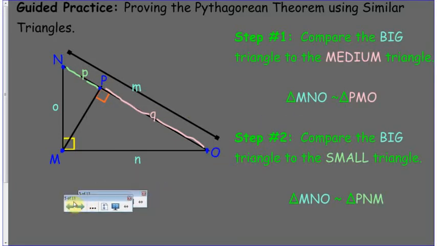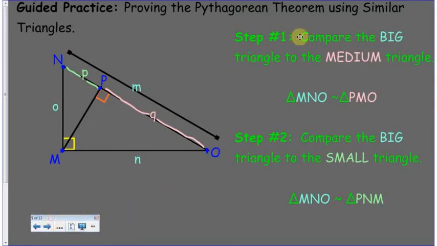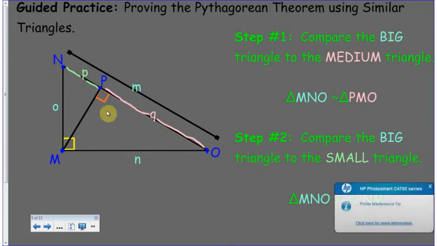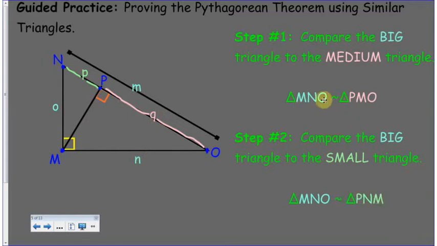Now here are the first two main mathematical steps that we're going to do. Step one, we're going to compare the big triangle to the medium triangle. We're going to show that these are similar to each other, and then we're going to get corresponding sides equal to other corresponding sides. Step two, we're then going to compare the big triangle to the small triangle, and we're going to show that they are also similar to each other.